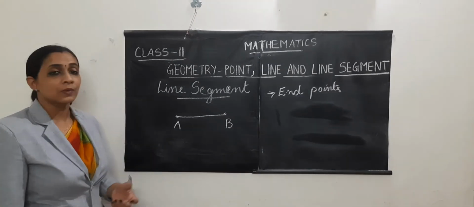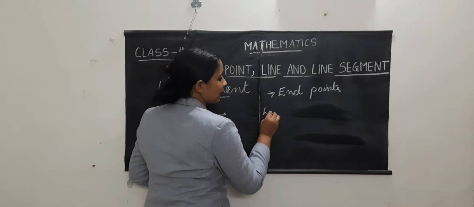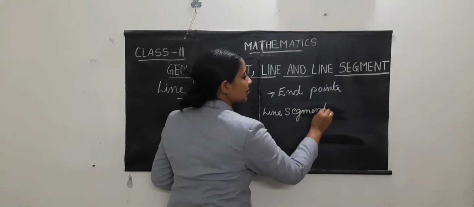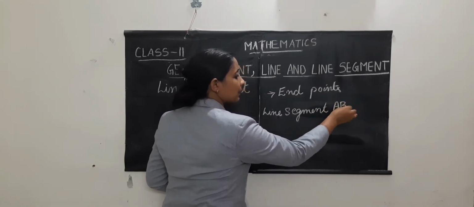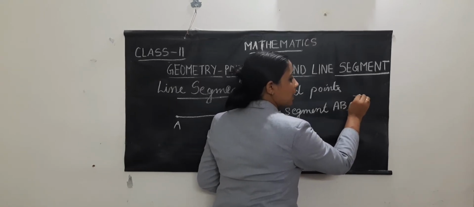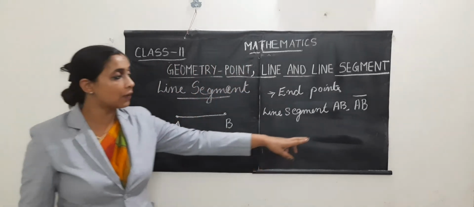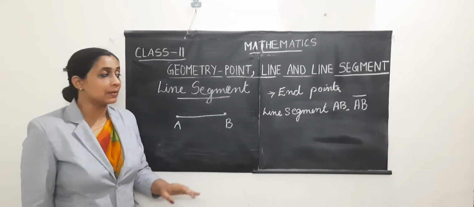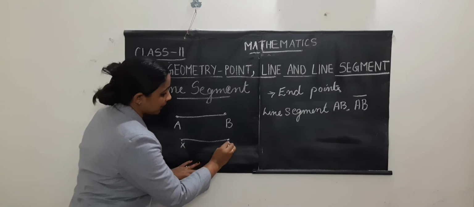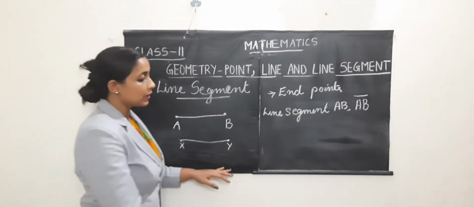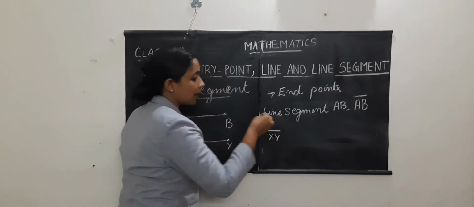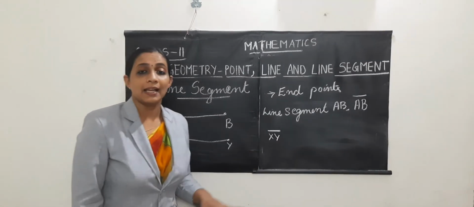Now how will you represent it? We'll represent it as line segment AB, or we will write AB and draw a small line on the top. This is how you denote line segment AB. For example, line segment XY: X, Y, and on the top you will draw a small line. This is how you represent a line segment.